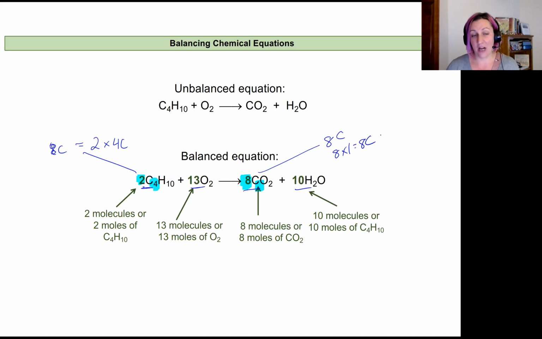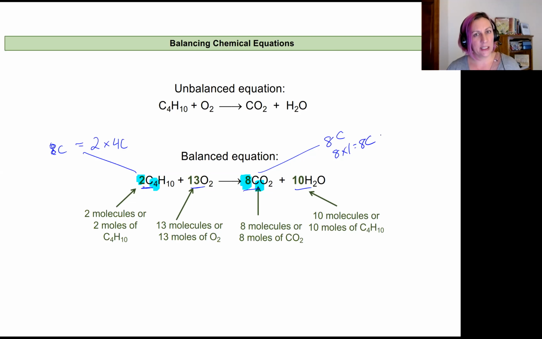And I can do that for hydrogen. I see I have 20 on both sides. And for my oxygen, I have 26 on both sides of my equation if I'm multiplying that coefficient by the subscript. So I can interpret this in a couple ways. One, I can read this as 2 molecules of butane reacts with 13 molecules of oxygen to form 8 molecules of carbon dioxide and 10 molecules of water, and that's correct.